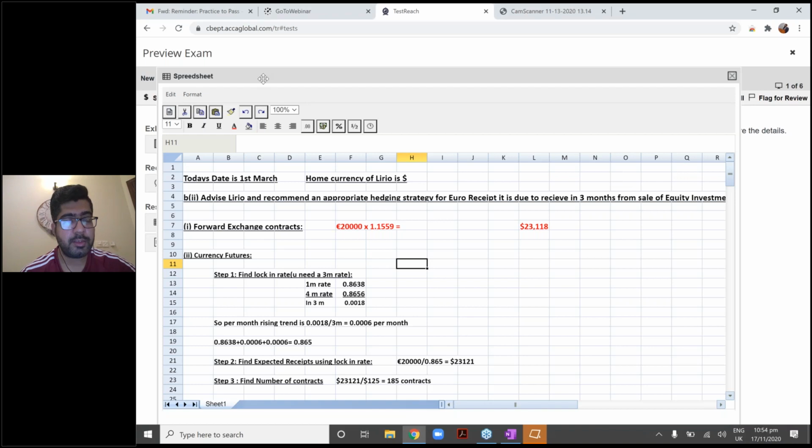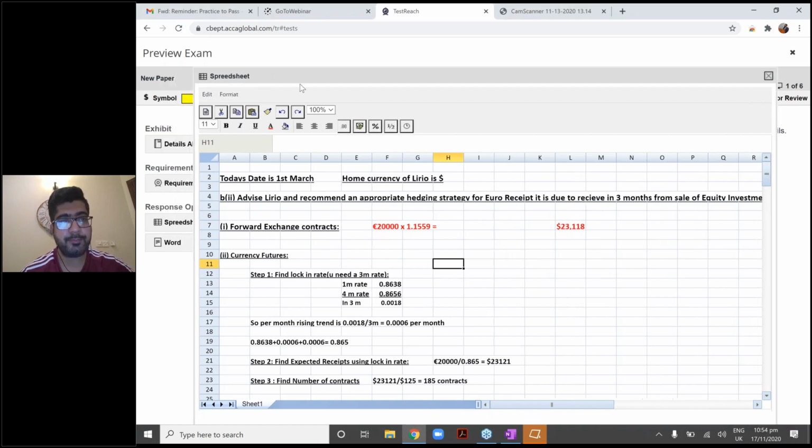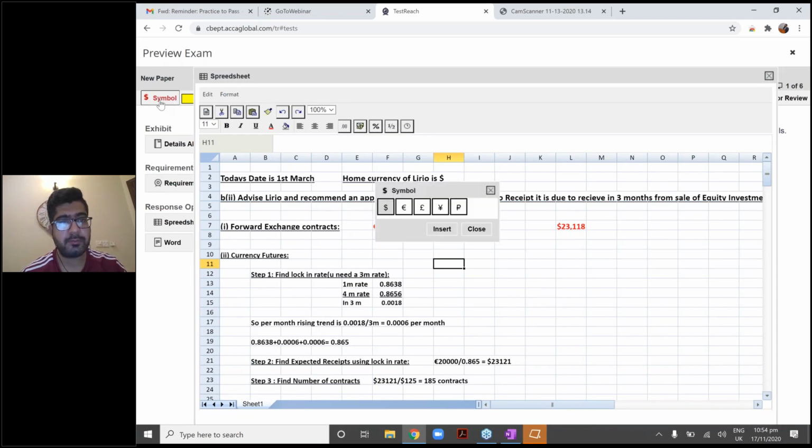Shalima, in the exam software, if you look at the left where my mouse is, the symbol is given. You click here and it will give you dollar, euro, pound, yen. You can insert whatever symbol you like.